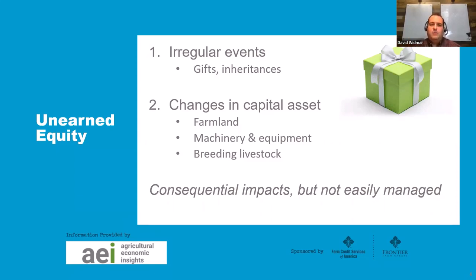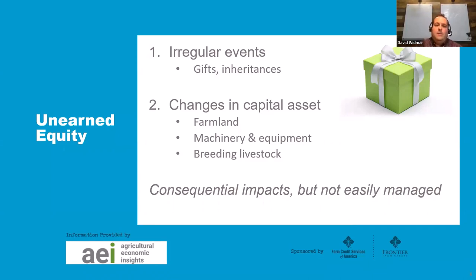There are a couple of ways that this happens. One of them is through irregular events, such as a gift or inheritance. Maybe you inherited a couple hundred acres of farmland. You put that on your balance sheet. That increases your equity. Your balance sheet looks a whole lot better, but it didn't tell us anything about the operations side of your business, right? We didn't generate profit from raising corn and soybeans or livestock to get that farmland asset that also is an equity on our balance sheet.